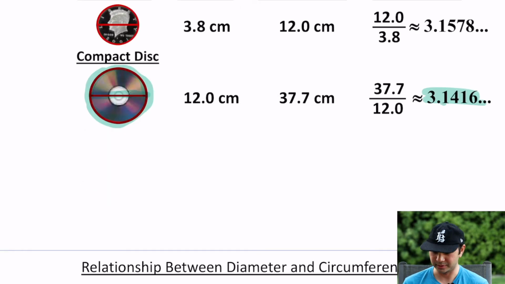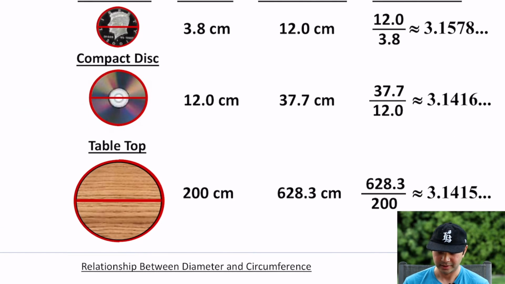You're probably seeing where this is going, but I'm going to do another one. I'm going to take an even bigger circle, so a tabletop. We'll say that's 20 centimeters across, and then the circumference is 628.3 centimeters. If I did the same thing, I took the ratio of the circumference to diameter, I would end up with 3.15. So what do you think that is?